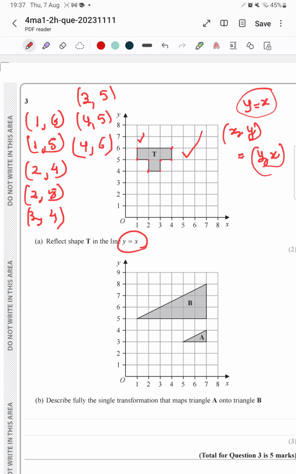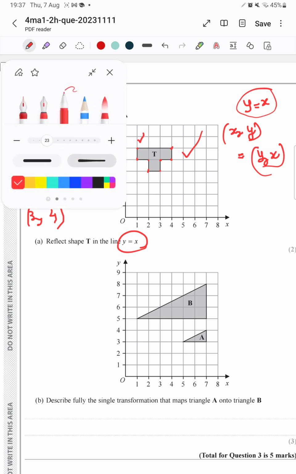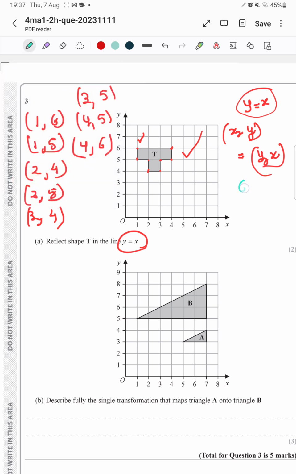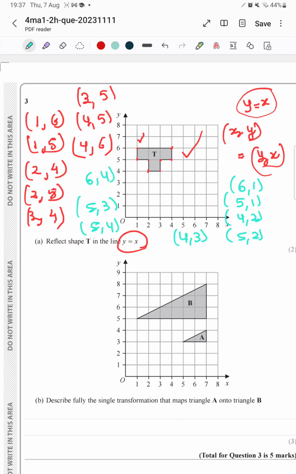What you need to do, just flip these values. So if you have this point here as (1, 6), this will become (6, 1). You have a point (1, 5), that will be (5, 1). (2, 4) will become (4, 2). (2, 5) will become (5, 2). (3, 4) will become (4, 3). (3, 5) will become (5, 3). (4, 5) will become (5, 4). And (4, 6) will become (6, 4). Now you got all the coordinates of the vertices of the same shape after the reflection. So you can plot these points and join them to get the corresponding shape.